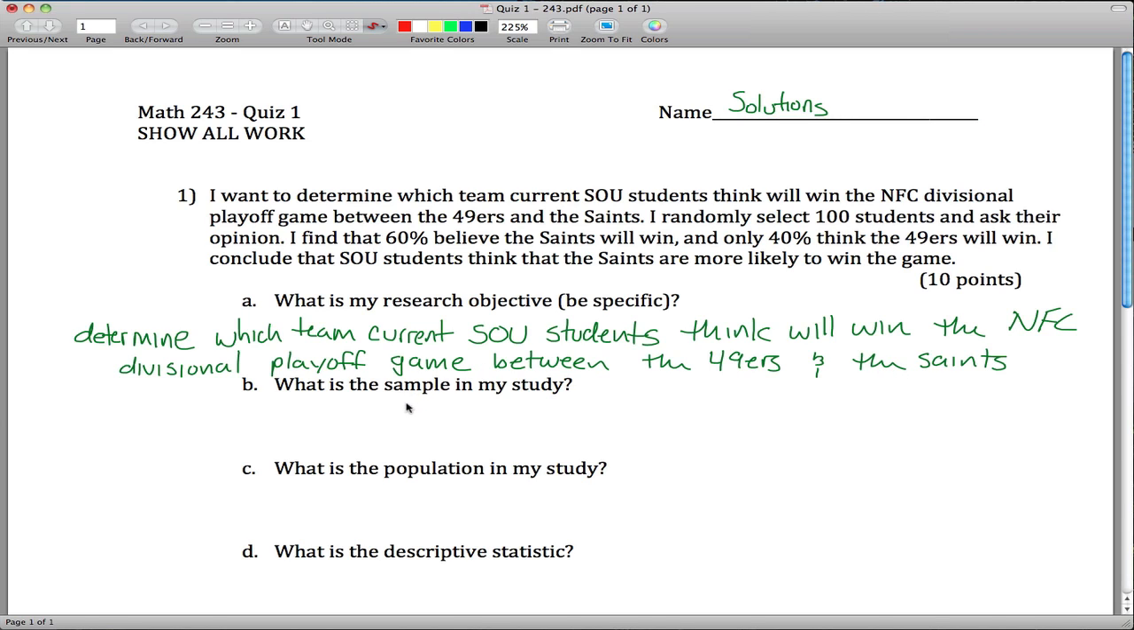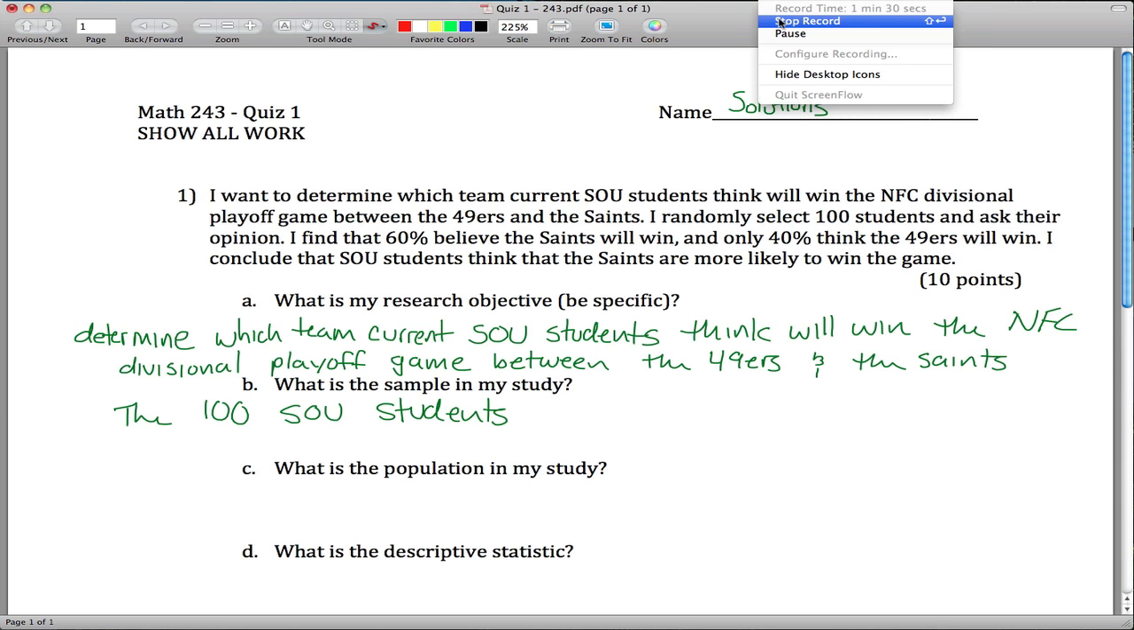The sample are the people whose data we actually used, the people we actually asked. In this case, it's these 100 randomly selected students. Okay, so the sample is the 100 randomly selected SOU students. You can put randomly selected in there if you really want to. The population is kind of what this sample is meant to represent, who our research objective is asking about. In this case, it's all SOU students, right? We want to know what all SOU students think.